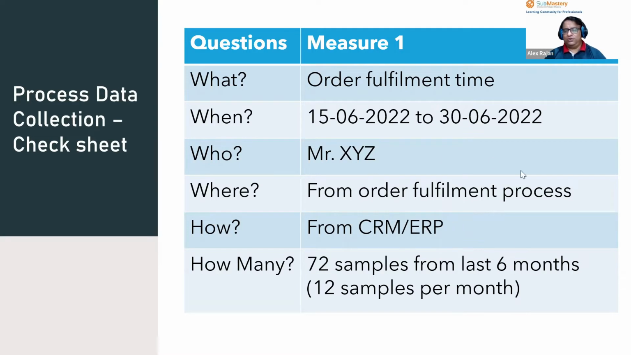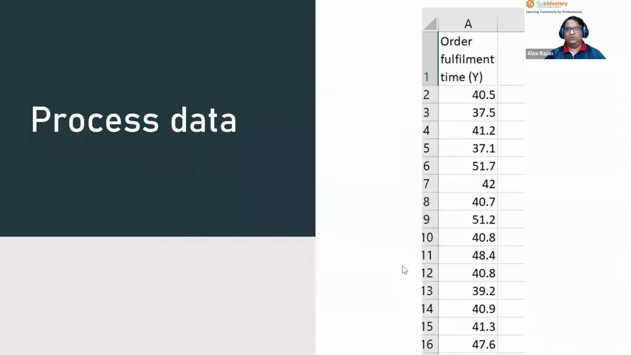This is important. In Green Belt, you'll be taught in more detail the sampling methods and sample size calculations, how to do it. Based on that, we make a check sheet which helps us collect the data. Once we have the data, this is how order fulfillment time looks. It can be an Excel sheet where we enter the data for each month from the 6 months: 72 data points, 12 samples from each month. That becomes our process data.